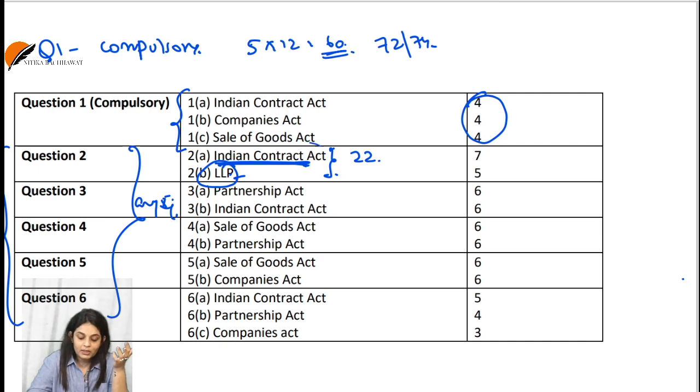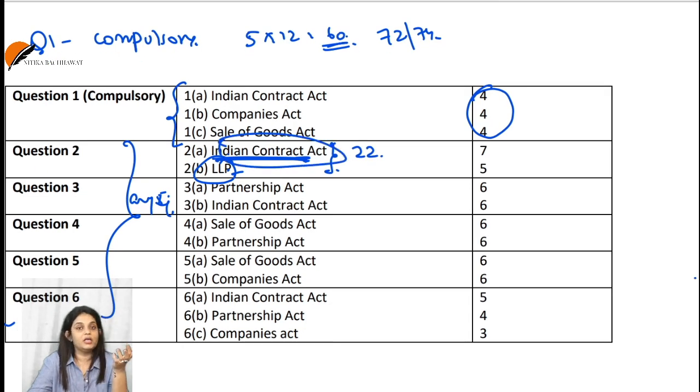And the question here is generally a direct theory question. Like, what are the exceptions to no consideration, no contract? Or, what is fraud? What are the cases where silence is fraud? Direct questions like that, which are so easy for you to attempt. So you actually cannot compromise on these 7 marks by leaving your LLP chapter. So you're supposed to do the chapter LLP.